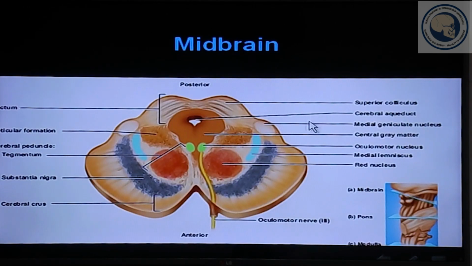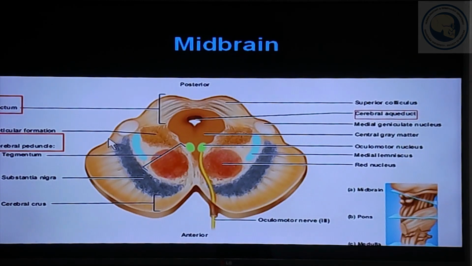What about the ventral aspect of midbrain? We will take a horizontal section in the midbrain to see this cavity, which is the cerebral aqueduct, dividing the midbrain into a dorsal part, the tectum, and a ventral part called the cerebral peduncles. We will see, firstly, a space between the two cerebral peduncles called the interpeduncular fossa, and we will find the posterior part of midbrain called the tectum, and the anterior part called the cerebral peduncle.